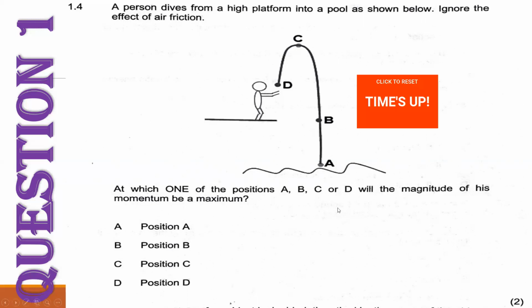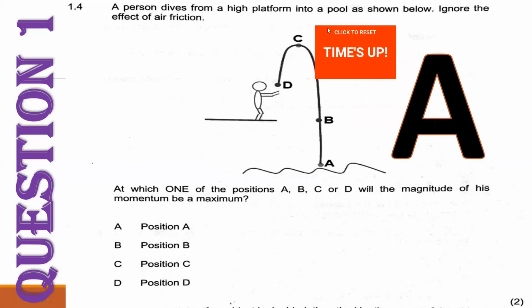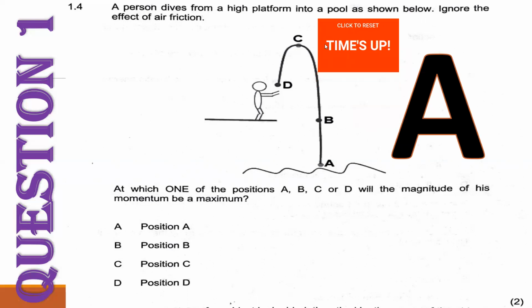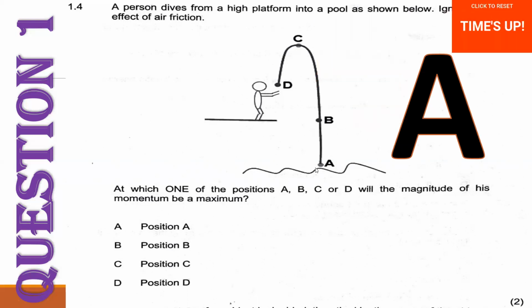Now let's show, answer is A. Why A? Because at point A you have maximum velocity. What was the formula for momentum? Momentum is equal to mass times velocity. If your velocity is maximum, your momentum also maximum. So this is our answer, point A.